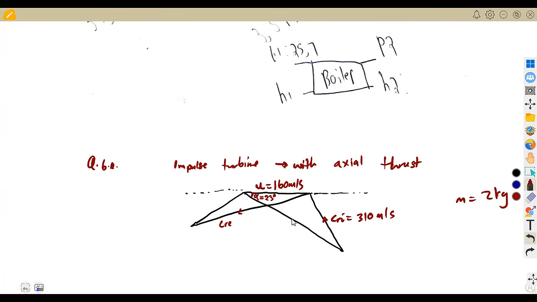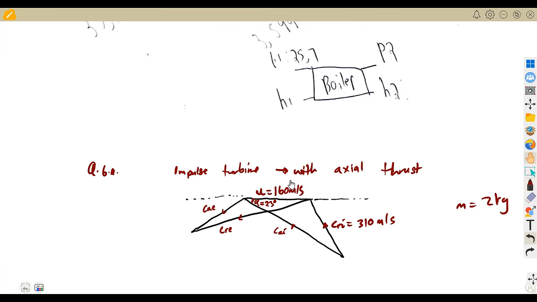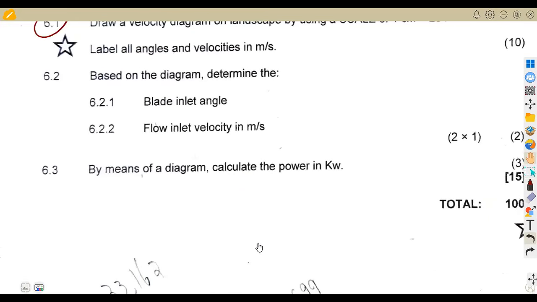Then here, this is the flow velocity. This is our actual velocity, at the inlet and also at the outlet, the actual velocity at the exit. Then we've got the flow velocities, this and that. We're going to talk about those later on.